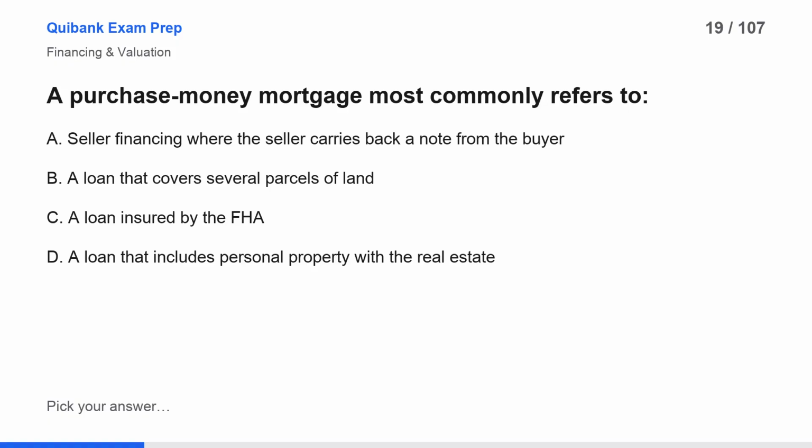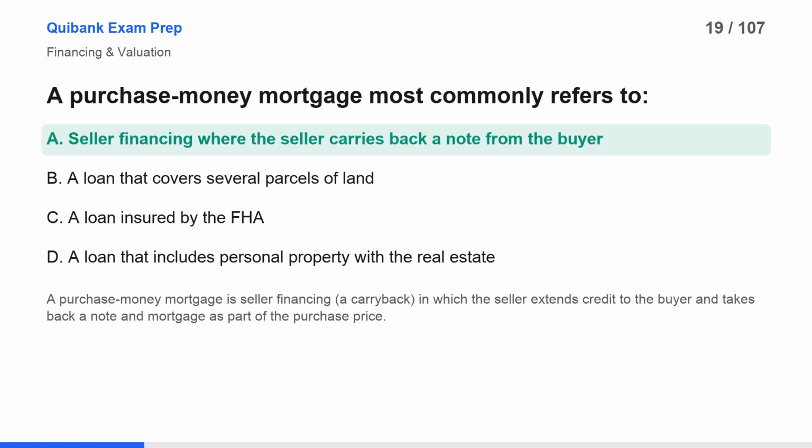Question 19. A purchase money mortgage most commonly refers to A. Seller financing, where the seller carries back a note from the buyer. B. A loan that covers several parcels of land. C. A loan insured by the FHA. D. A loan that includes personal property with the real estate.